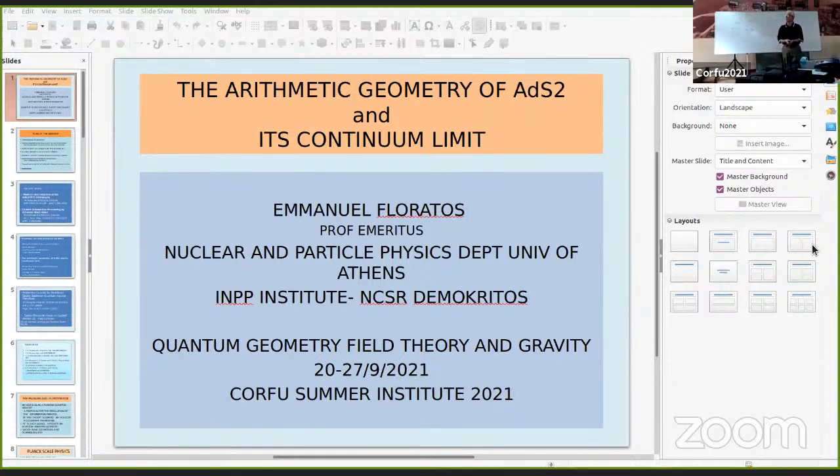Okay. So my talk today will be a very simple study of the arithmetic geometry of the de Sitter space-time in 2 dimensions. And I will explain the word, what arithmetic means, and its continuum limit. So this is a work which has been published recently.